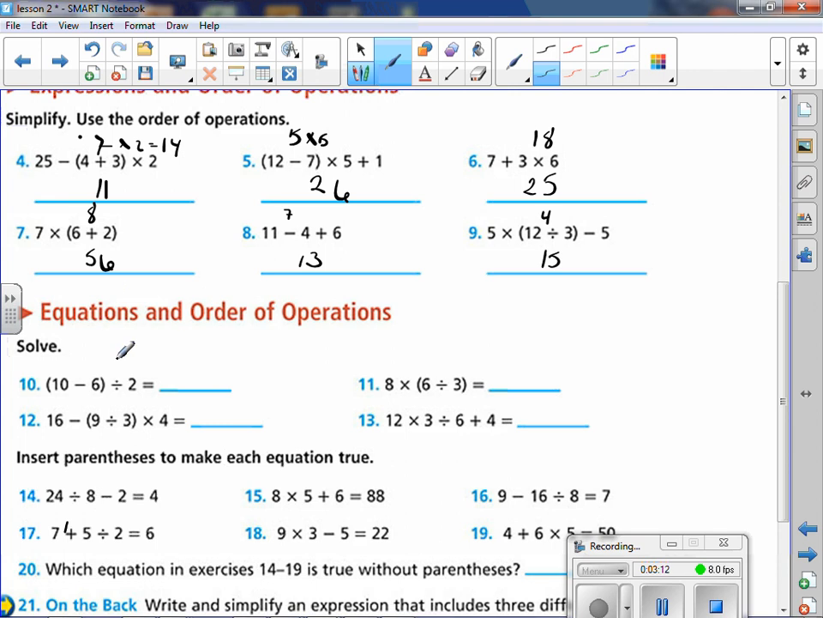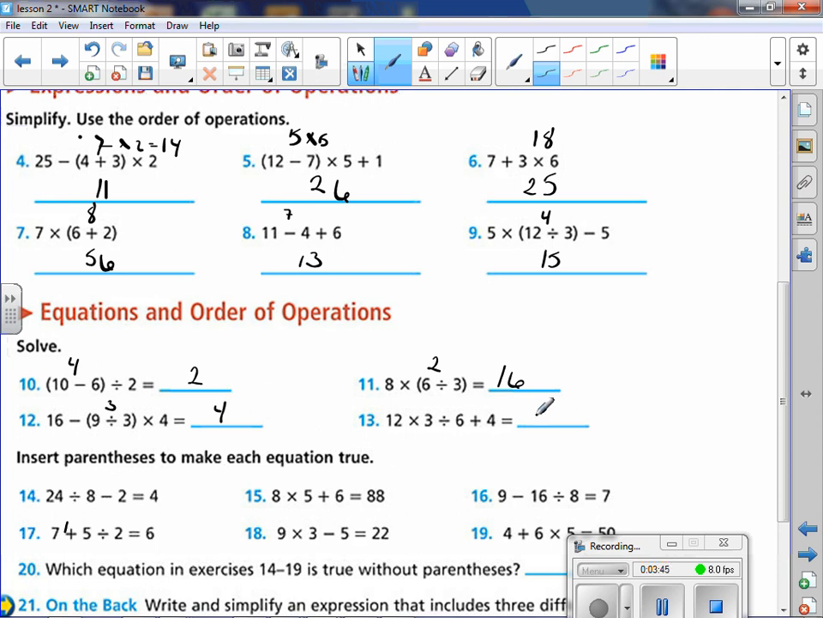Again, order of operations, we're going to solve. 10 minus 6 is 4. 4 divided by 2 is 2. Okay, 6 divided by 3 is 2. 2 times 8 is 16. Okay, 9 divided by 3, we're doing the parentheses first, is 3. Okay, 3 times 4 is 12. 16 minus 12 is 4.